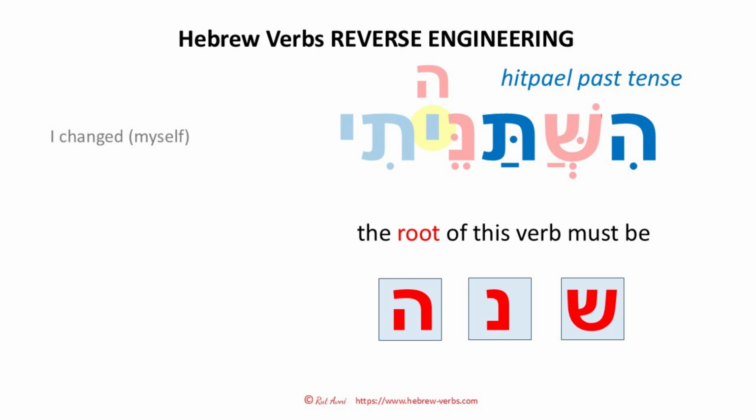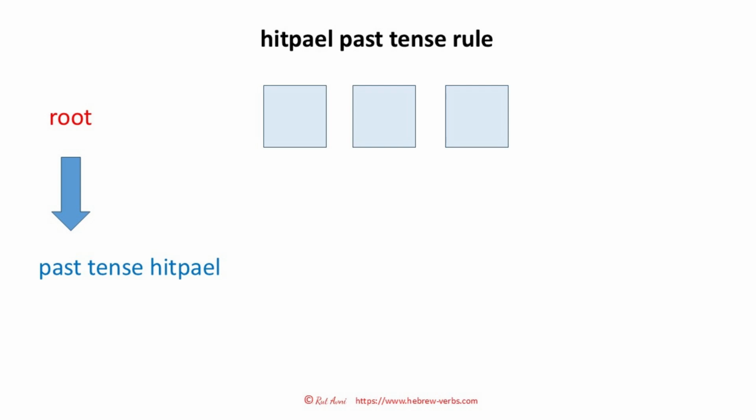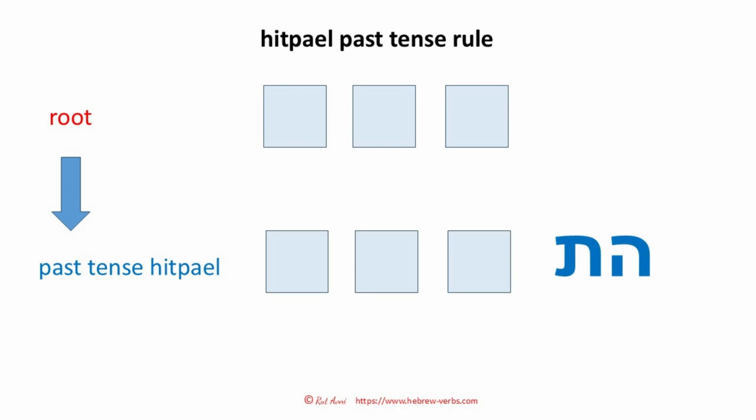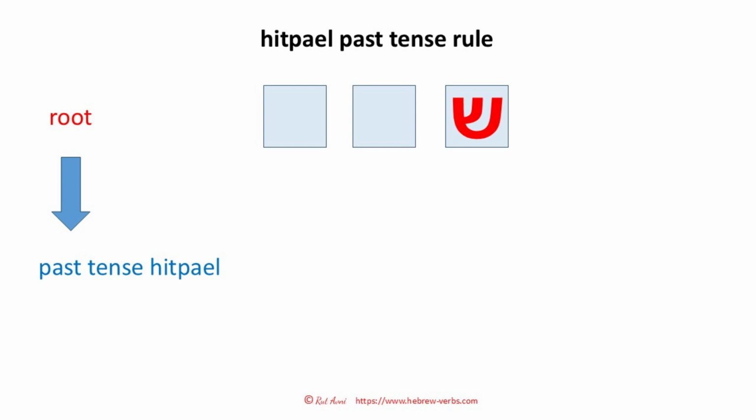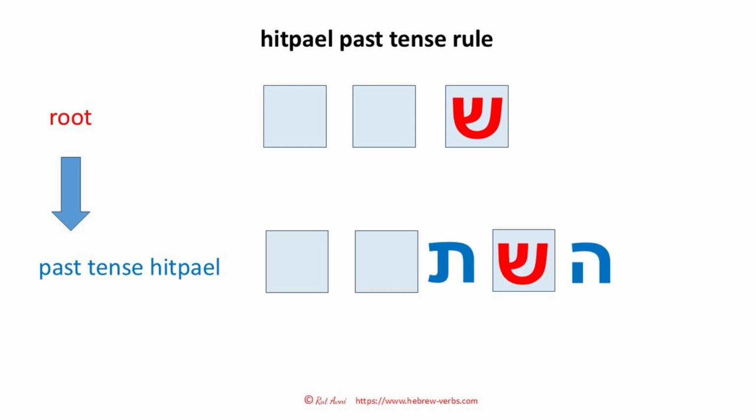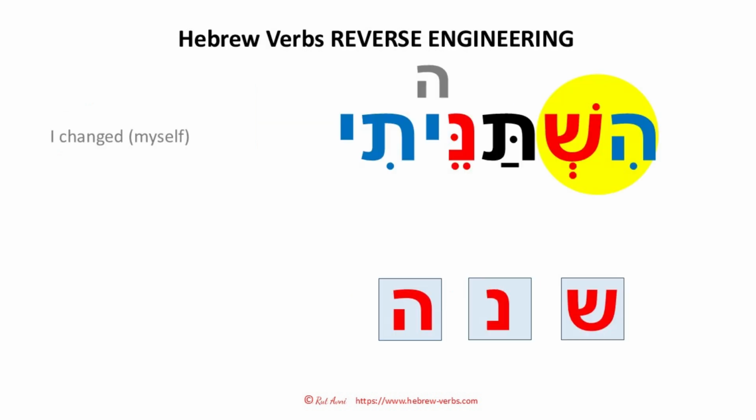Well, here we come to Hitpael rules. Okay, let me show you for a moment. The Hitpael past tense rule is you have a root, and when you want to go to the past tense Hitpael, you put hit in front, and you're good to go. That's it. But when the root starts with a shin or sin, for example, then the hit gets split, and it gets before and after the shin or sin. And this is why we come here to hishtan. Okay, and additionally, we have this hey at the end that is another irregular indicator. So this is a verb that has basically two challenges. One is the hey at the end, and the other one is the shin at the beginning.